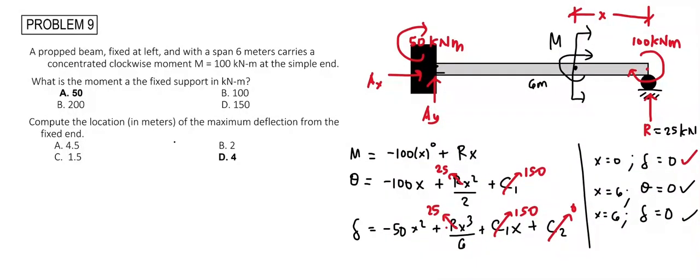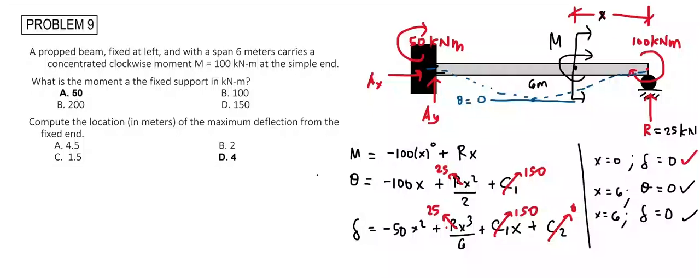And to compute the location in meters of the maximum deflection from the fixed end, we need to first solve for the value of x based from the slope equation, because the maximum deflection, let's assume the shape of this propped beam is somehow like this. The slope of the maximum deflection, which is right here, is equal to 0.